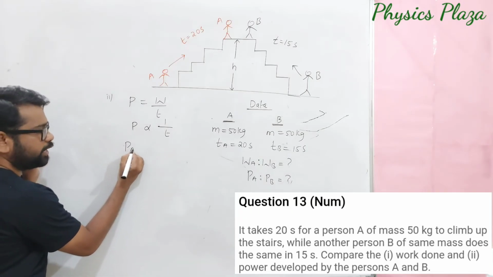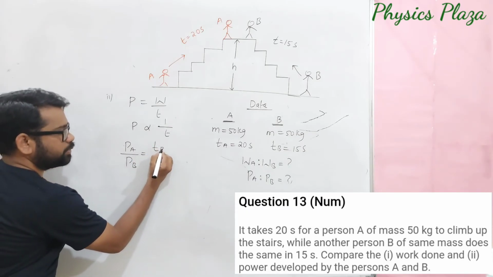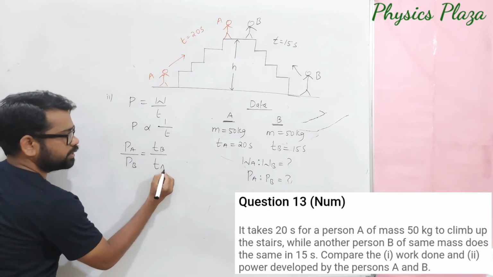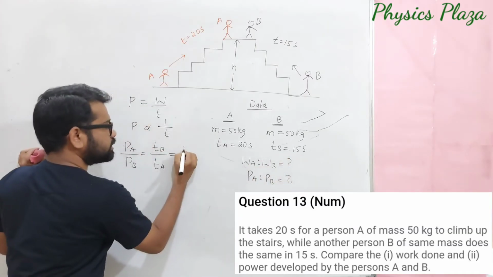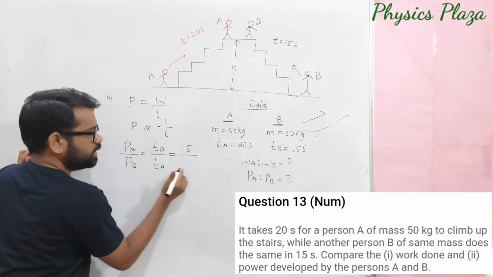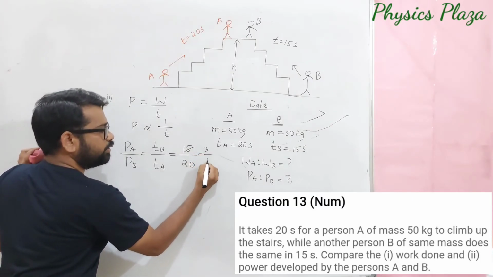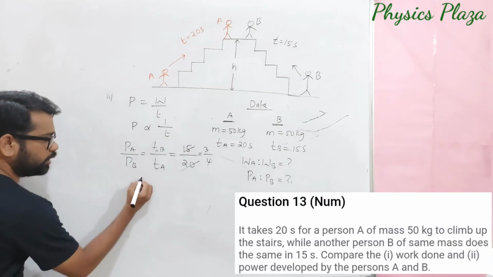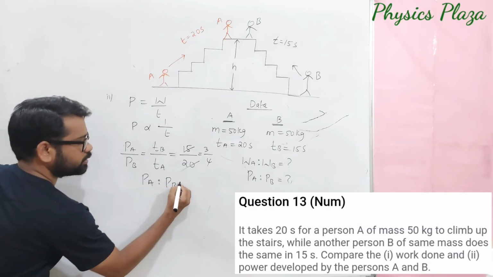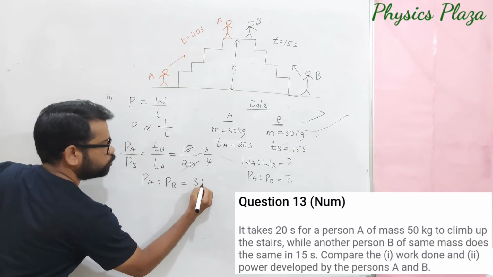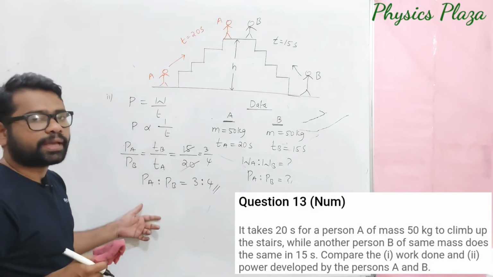Power of person A by power of person B is equal to time taken by person B by time taken by person A. Here time taken by person B is 15 seconds, and person A is taking 20 seconds. So it is 15 by 20, which is 3 by 4. So the ratio of the power spent by person A and person B is 3:4. Children, this is how we can calculate.